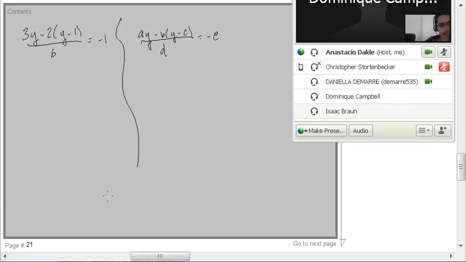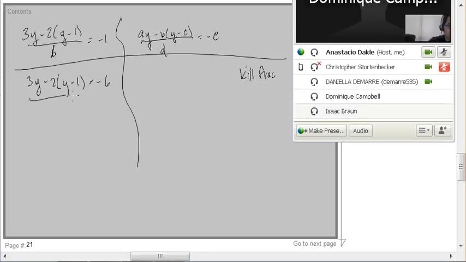All right, now I'm doing the one on the left, so I'm going to multiply both sides by 6. Basically kill fractions, right? So 3y minus 2 times y minus 1 equals negative 6. So kill fractions. All right, next step. Distribute. All right, so it's 3y minus 2y plus 2 equals negative 6.